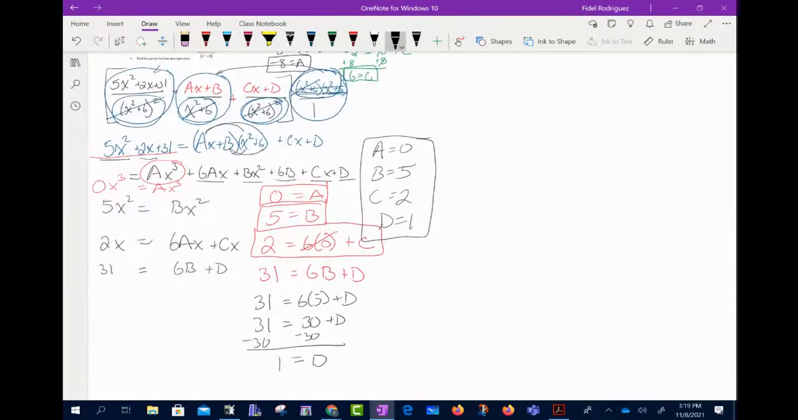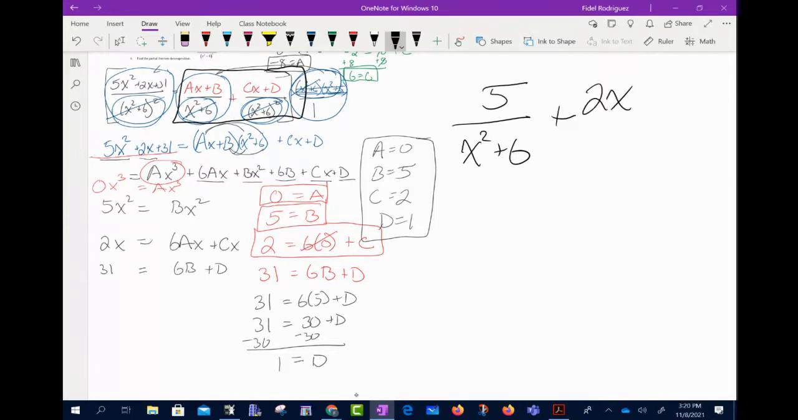All right, so now we're gonna go ahead and write out our expression. So remember, we're writing this part right here, y'all. So a is 0, so I'm not gonna worry about it. B is 5, so we have a 5 over x squared plus 6 plus c, which was a 2 with an x, plus d, which was a 1, all over x squared plus 6 being squared.